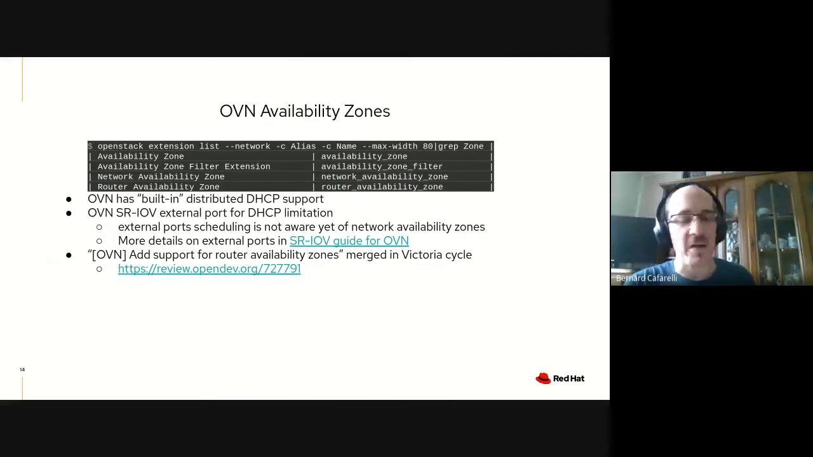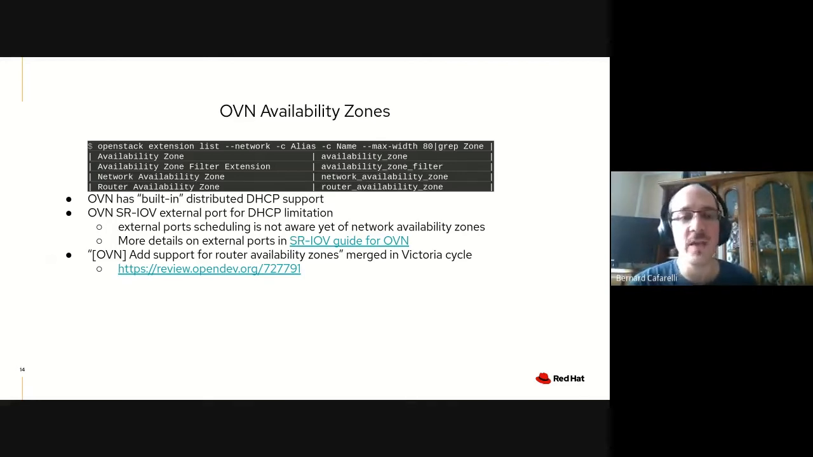Okay, so I mostly mentioned ML2 OVS in the previous slide. So what about OVN? Here I listed the mentioned extensions for Neutron. You see we've got two, which are mostly for display, then network availability zone, then router. For network, OVN has built-in distributed DHCP support. It's running inside the OVN agent, so that one is good.